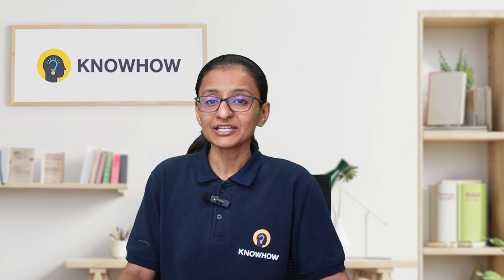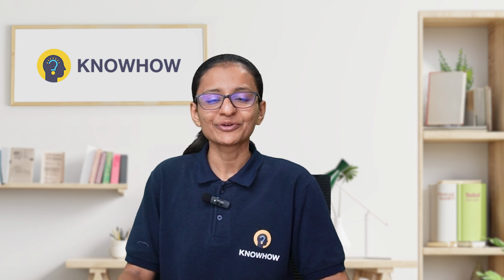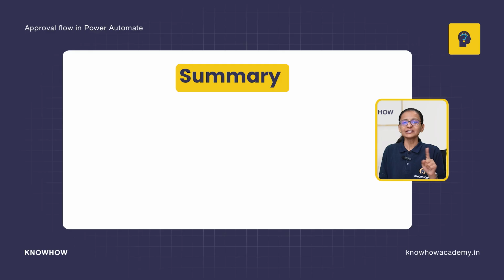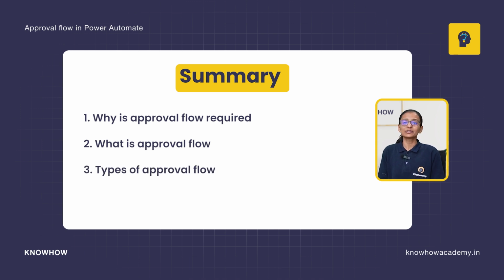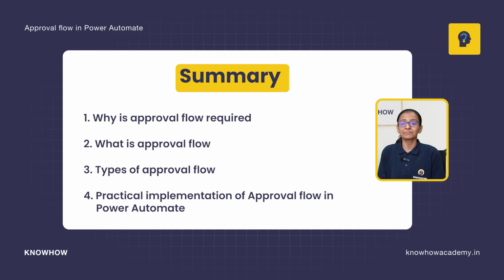Before ending this video, let me tell you what you have learned from this video. First, you have learned why approval flow is required in Microsoft Power Automate. Second thing, you have learned what is approval flow. Third thing, you learned the different types of approval flow which are supported by Microsoft Power Automate. And fourth thing, you did a practical implementation of Microsoft Power Automate approval flow using an expense approval scenario.